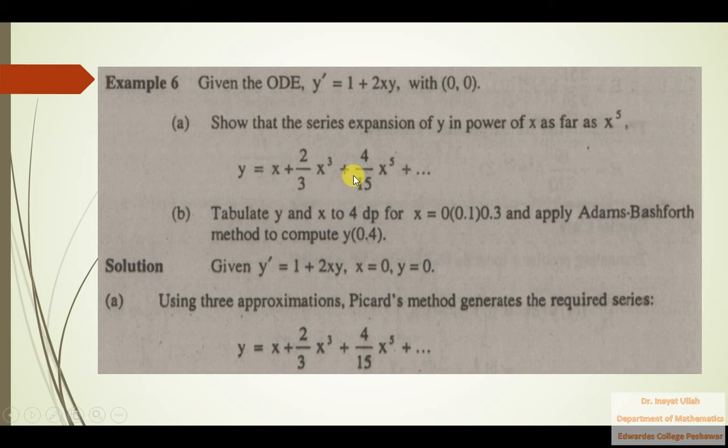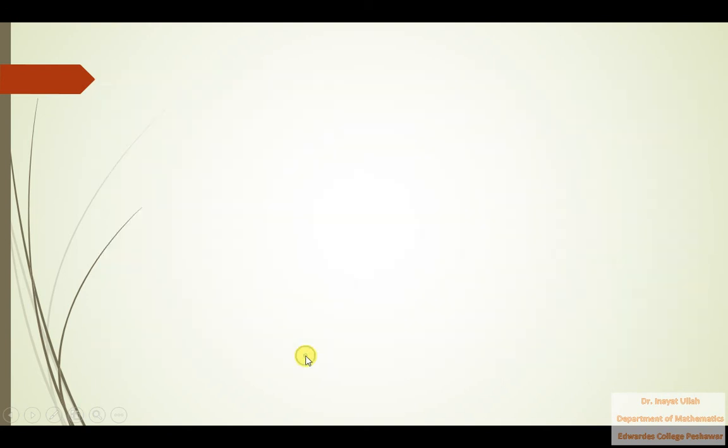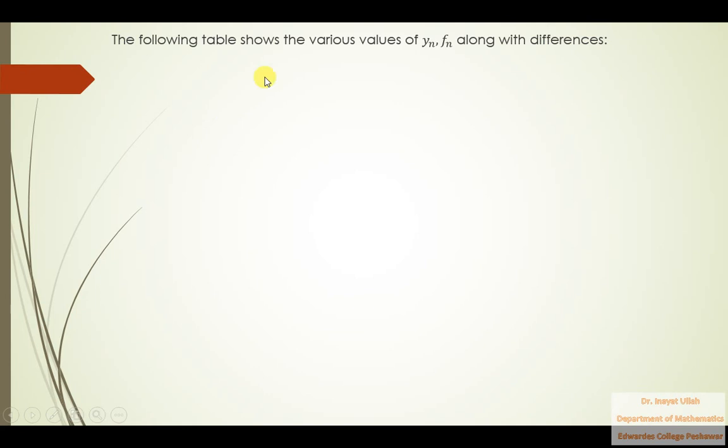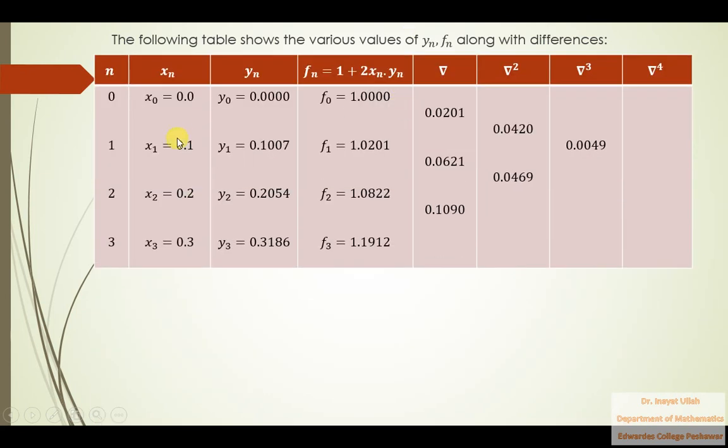Just go back and listen to the lecture containing the Picard method. Listen to the lecture carefully, or you can also check the example by the Picard method in your book, to see how we use this method to get this series solution. Anyways, this is the series solution, and the following table shows the various values of yn and fn along with differences.